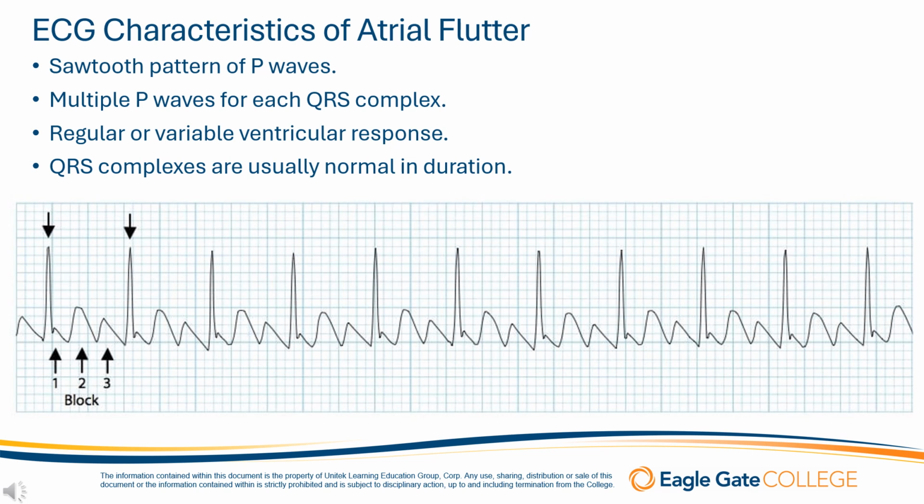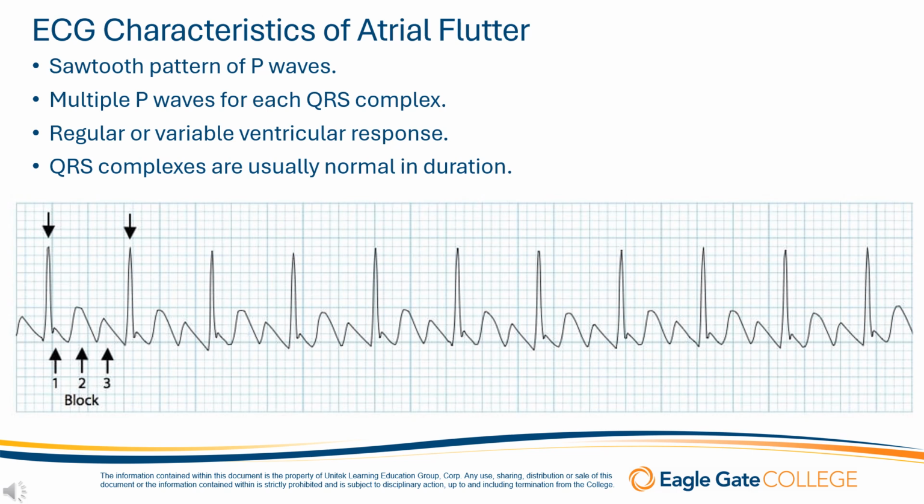Let's take a look at the ECG characteristics of atrial flutter. Atrial flutter is characterized by a distinctive sawtooth pattern of P waves on an ECG. This pattern results from rapid atrial contractions. These are known as flutter waves, and they occur at a rate of 250 to 300 beats per minute. The sawtooth appearance is most easily seen in leads 2, 3, and AVF on the ECG. Recognizing this pattern is crucial for diagnosing atrial flutter, as it is unique to this arrhythmia.